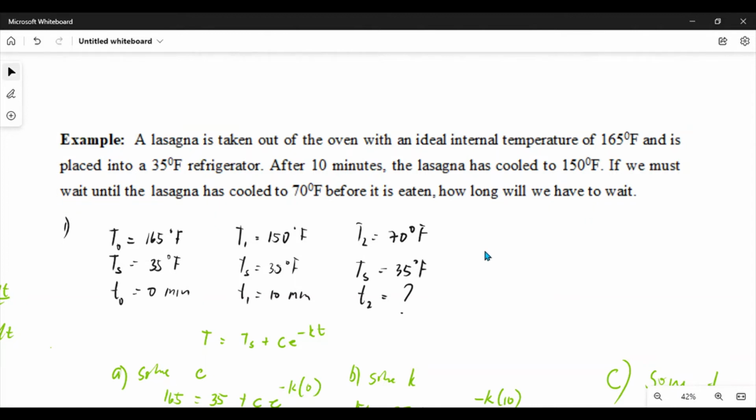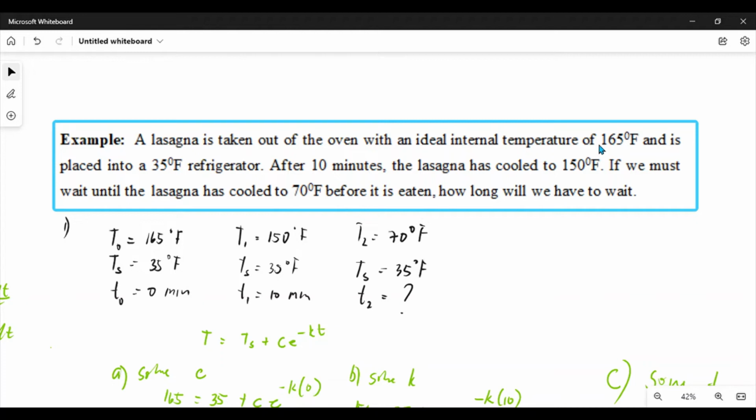So we have the original temperature. The lasagna is taken out of the oven with an ideal internal temperature of 165 degrees Fahrenheit. By the way, if we are solving this kind of problem, we should be consistent with the unit that we are using. In this particular example, the unit is degrees Fahrenheit, so all throughout the solution we'll be using degrees Fahrenheit. But you can actually convert this to Celsius.